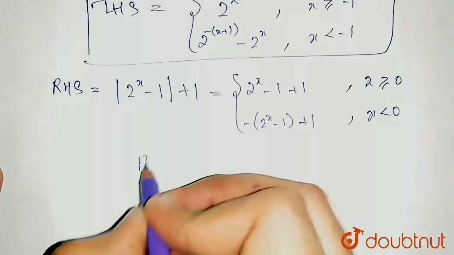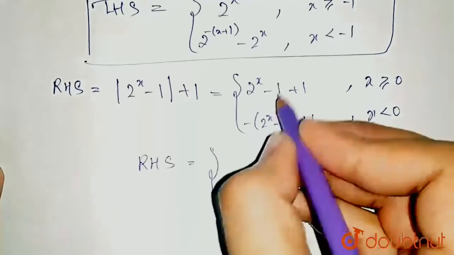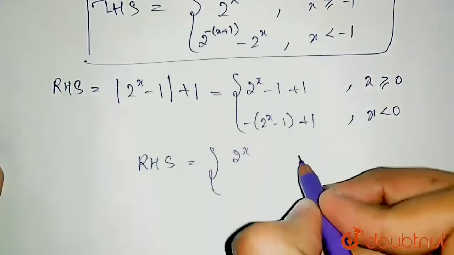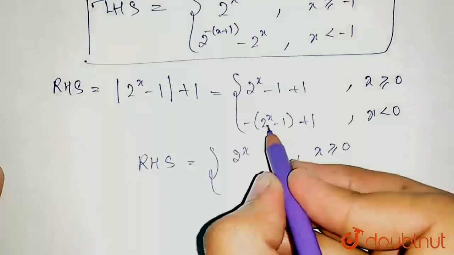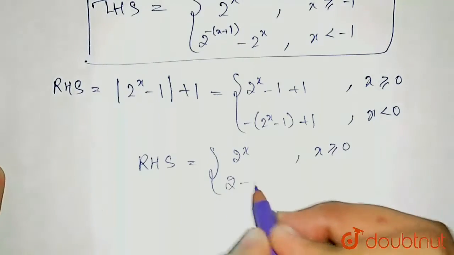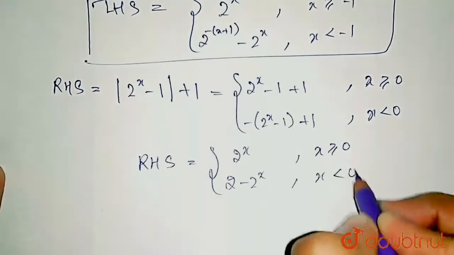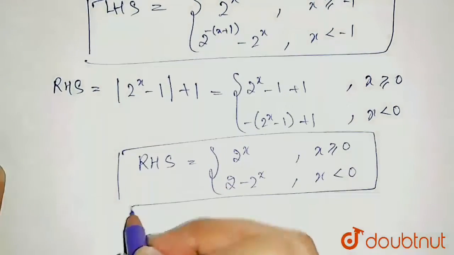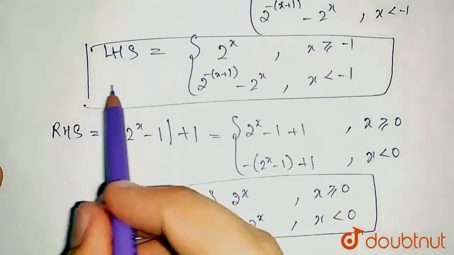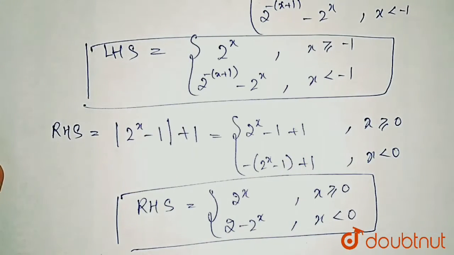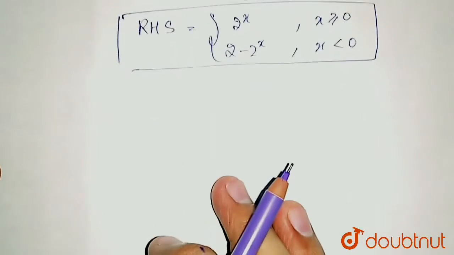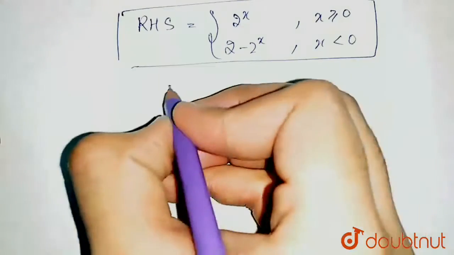So if we simplify this, the RHS would be equal to, here the 1s are cancelled, so 2 raised to the power x if x is greater than or equal to 0, and here we'll have 2 minus 2 raised to the power x if x is less than 0. This is the RHS. Now we know the LHS, this is LHS and this is RHS. Now we have 3 cases. We can easily see we have 3 cases.